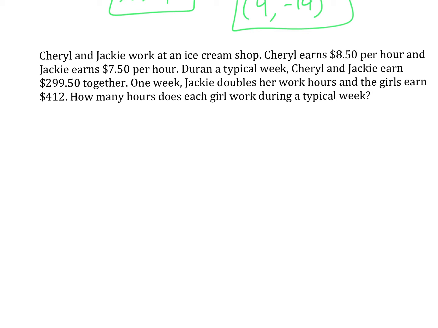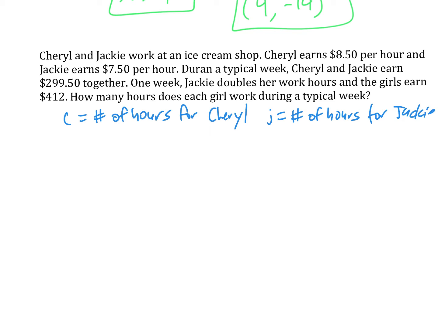All right, so let's first define our variables. We're going to say that C equals number of hours for Cheryl, and J equals number of hours for Jackie. Okay, so we're now trying to figure out our two equations based on those two variables, C and J. Okay, well, we know that per means multiplication. Okay, so if Cheryl earns $8.50 per hour, we're going to take $8.50 times C, and that will be the amount of money Cheryl makes, right?